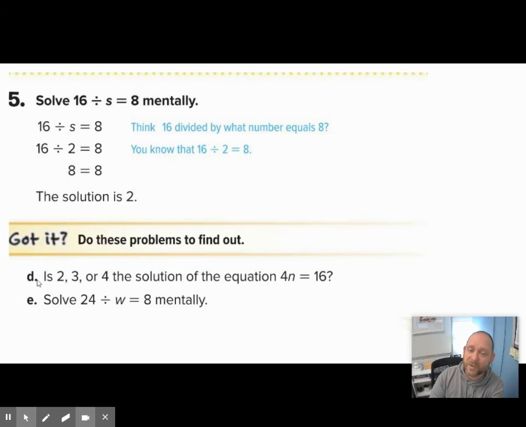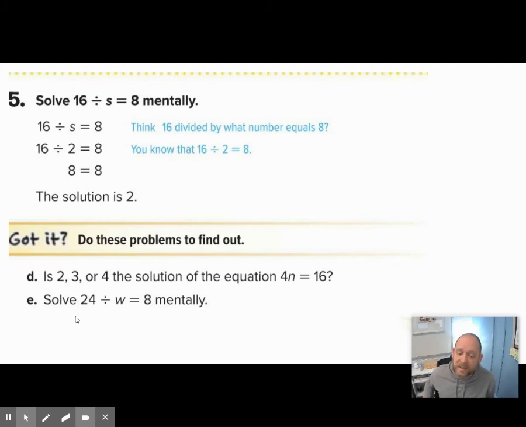Okay, for letter D. 2, 3, or 4. What is the solution to the equation 4 times n equals 16? We're trying to solve for n. Should it be a 2, a 3, or a 4? Again, we can plug numbers in and guess and check. 4 times 2, I know is 8, so that does not equal 16. 3 times 4 is 12, which won't give me 16, that will give me 12. Or 4 times 4, that gives me 16. I know that n equals 4. My solution is 4. For the second one, 24 divided by w equals 8.